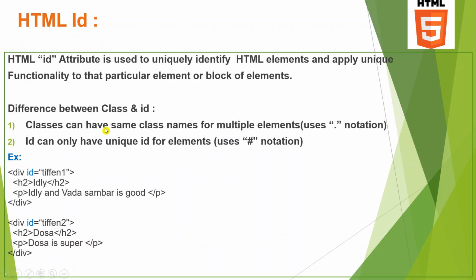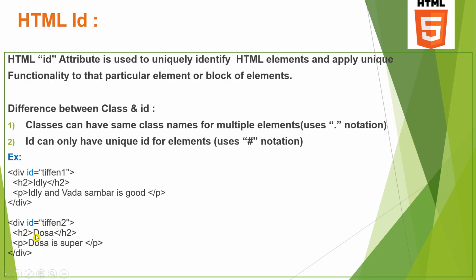So let me explain all this theory with an example. In the last class we saw the same example, but the small change is that in the place of class I have written id is equal to the value. You can see it is tiffen1. Earlier, while discussing the class attribute, we had put it as tiffens. For both divisions we had placed class is equal to tiffen, the same value. But in the case of id it doesn't work. The id should have unique values. That's why it is tiffen1 and idly like that, and in the separate division id is equal to tiffen2. So there should not be duplicate values, all values should be unique.